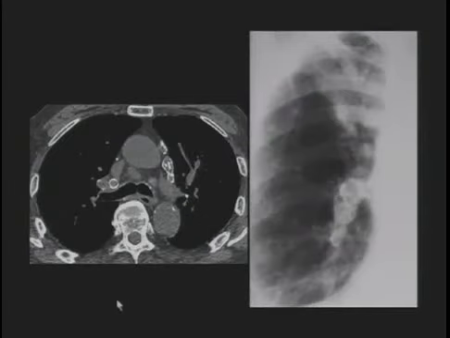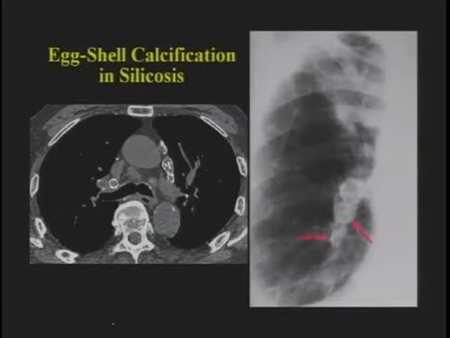And another finding you may see in either sarcoid or silicosis, but is more typically or classically seen with silicosis, is eggshell calcification, where you see this little rim calcification of mediastinal or hilar lymph nodes.